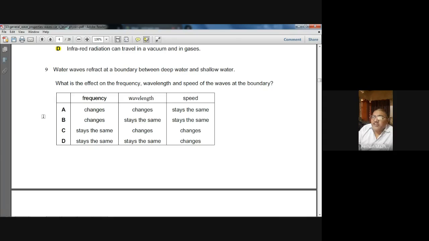I mean, it will change. The wavelength and speed will change, but the frequency will remain the same. So C is the choice. Question number 9, C is the right choice.